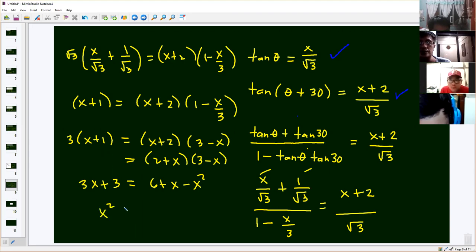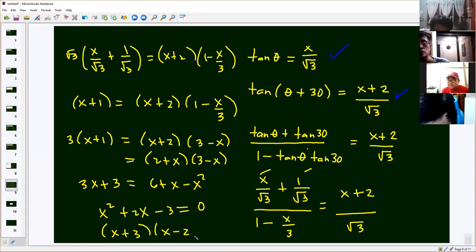So you have x squared plus 2x minus 3 equals 0, quadratic. You have x plus 3 here, and then x minus 1. Right? So you have two values. Now you see you have two values that you get here. Right? Let me erase this part. We're done with this.